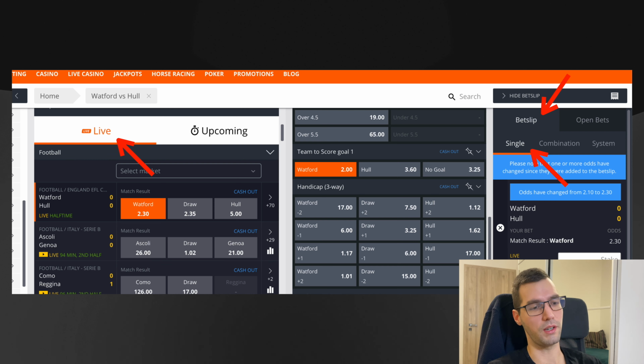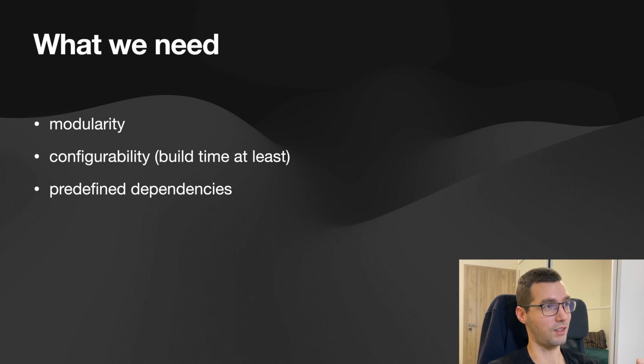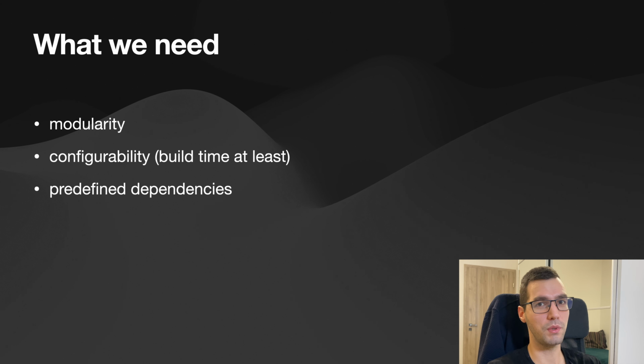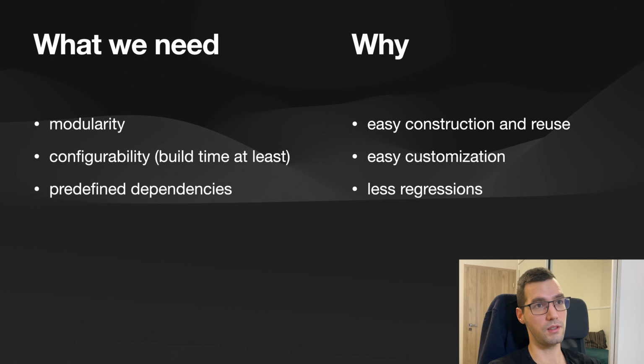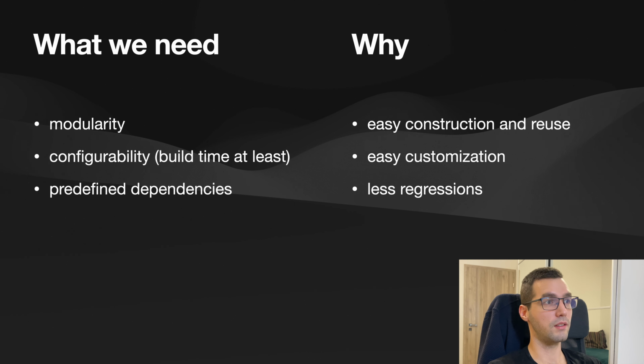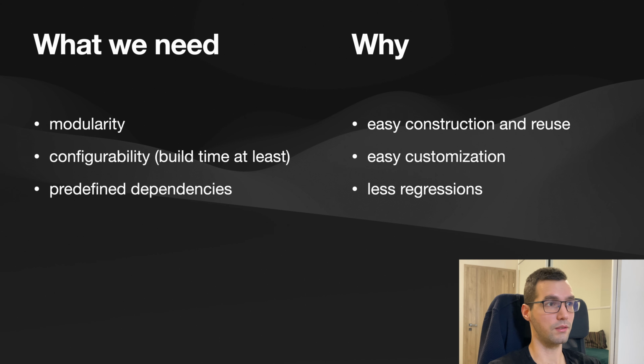So what we need is basically modularity, it's a hard word, configurability, at least at build time. It can be runtime configurability as well, but that, as you can imagine, might be a bit trickier. And predefined dependencies, of course. And why do we need this modularity? Because it's easier to construct modular systems and easier to reuse parts. Configurability for easy customization, as we have already seen in the tab example, and predefined dependencies for fewer regressions.